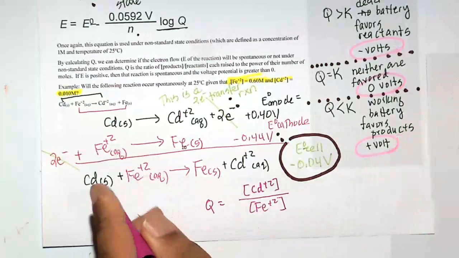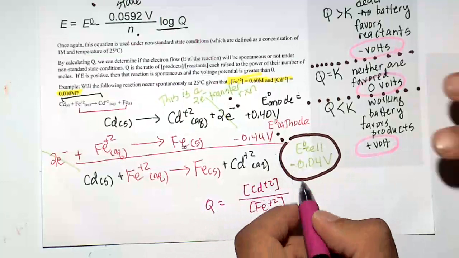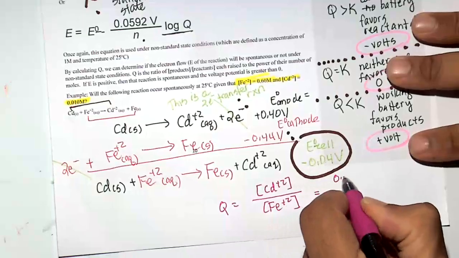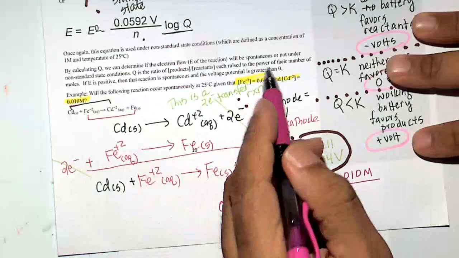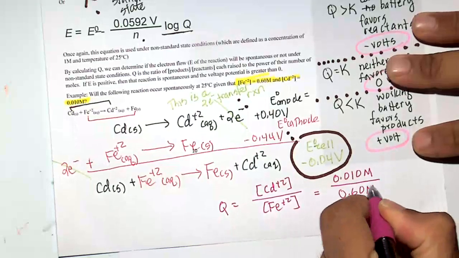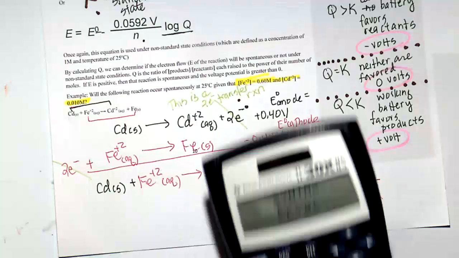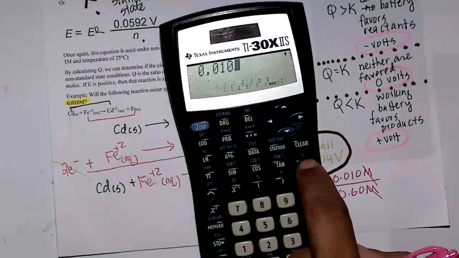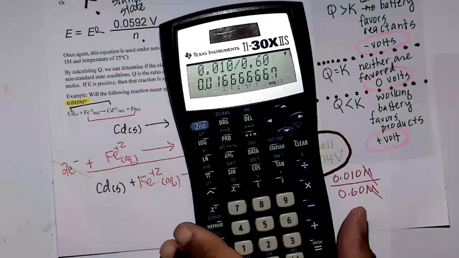Why did I not add Fe solid or Cd solid? Because they're solids. Very good. So what's the cadmium concentration? 0.01 molar. What's the iron 2+ concentration? 0.60 molar. So what's 0.01 divided by 0.6? Is it 0.0016? Let's see how my brain is today. Oh, I was off. 0.016.